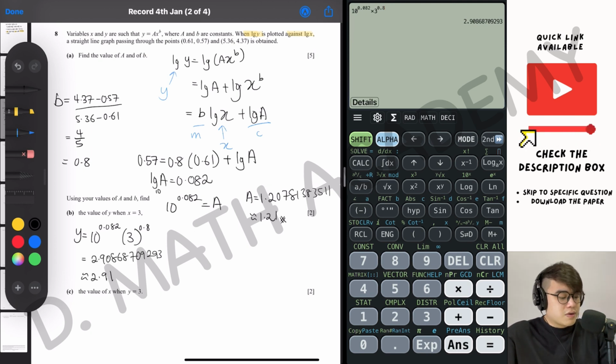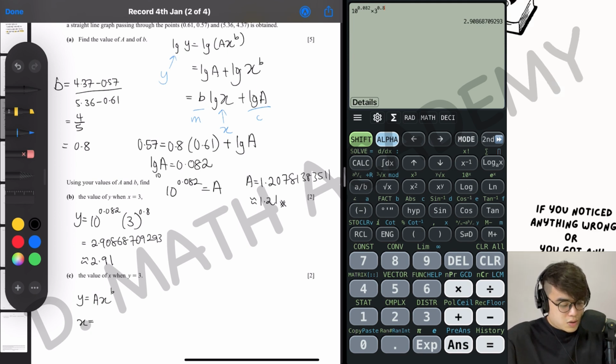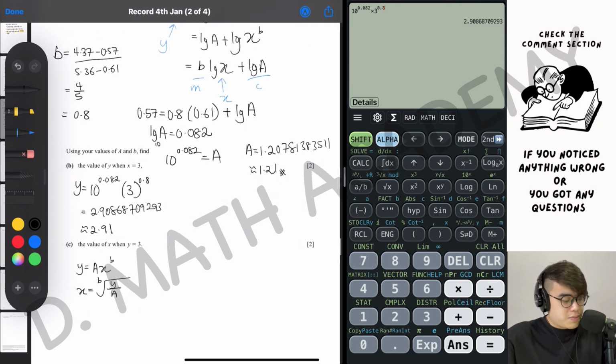As for the other one, find the value of x when y is 3. I can still use the same thing if I wanted to. Let me think about it. So y equals a x to the power b. x equals y over a to the power of 1 over b. So let me fill in the blanks. b will be 0.8. Our y is 3. A is 10 to the power of 0.082.